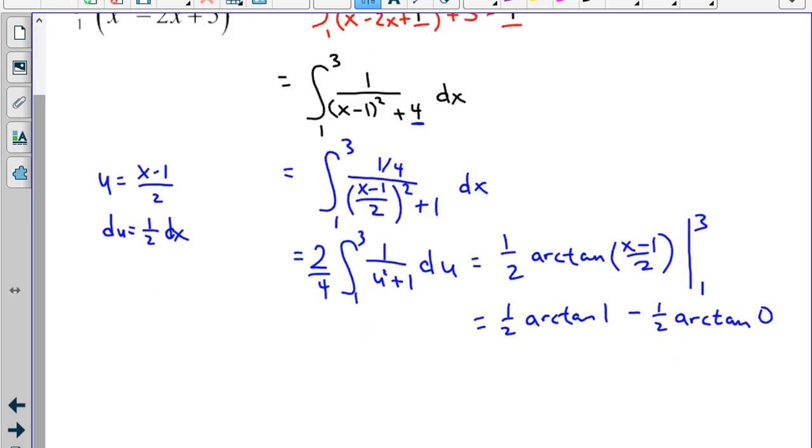And so we have to know what arctangent of 1 and arctangent of 0 are. So arctangent of 1 is pi over 4. When I have 1/2 of that, that's pi over 8. And then arctangent of 0 here is 0. So my answer is pi over 8.